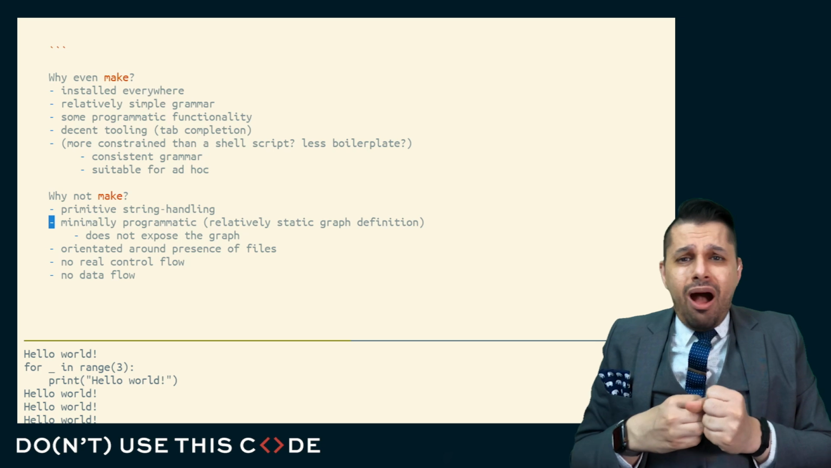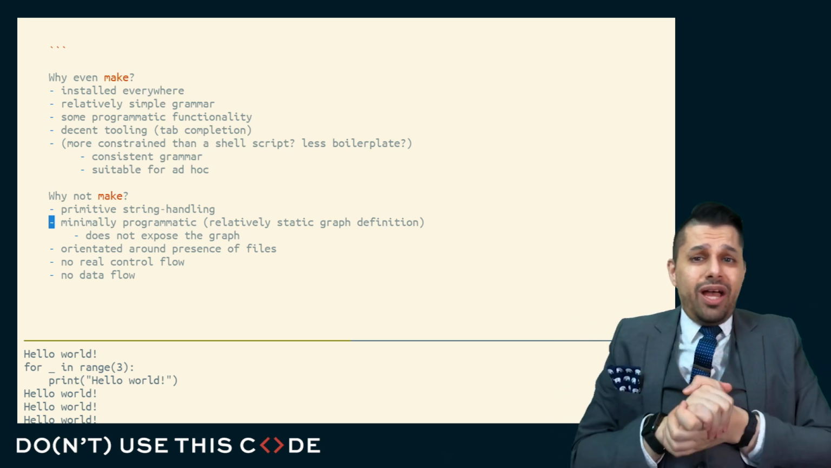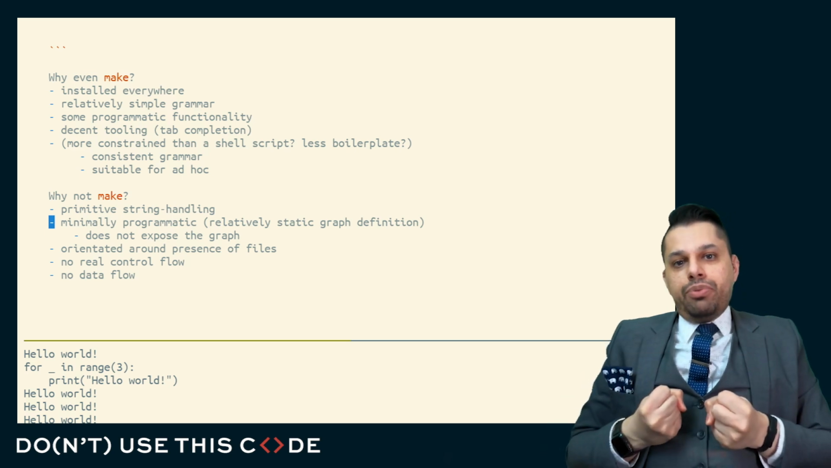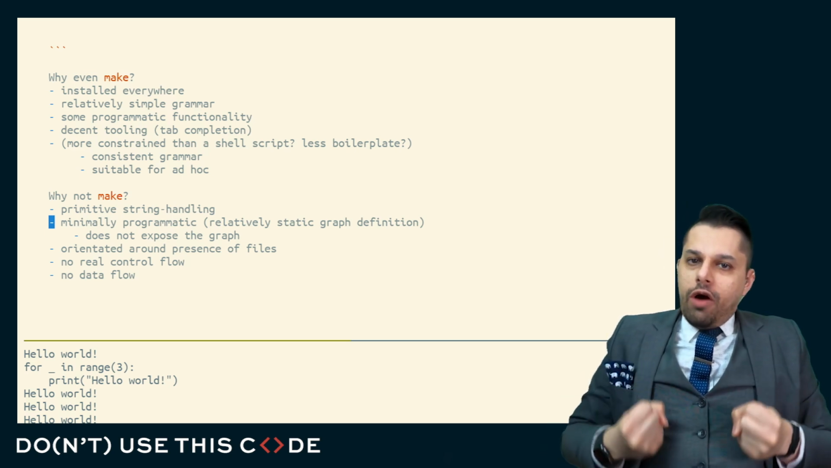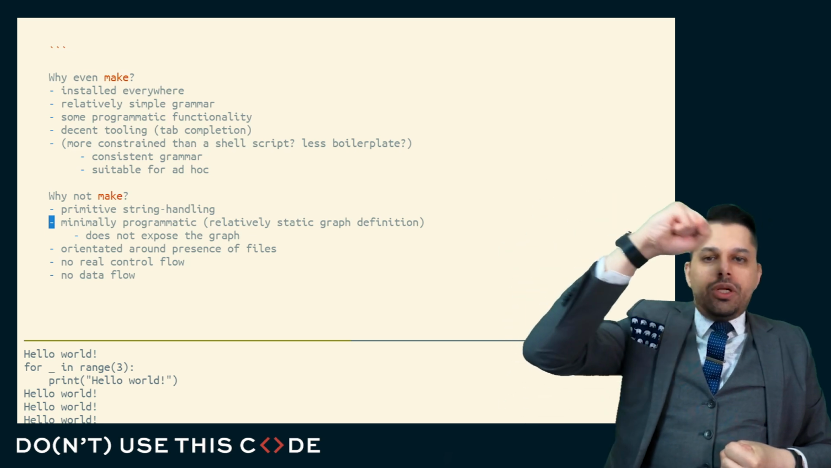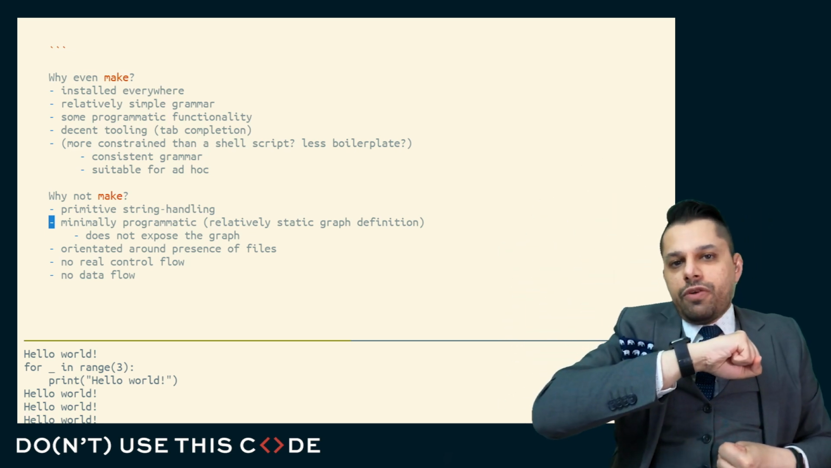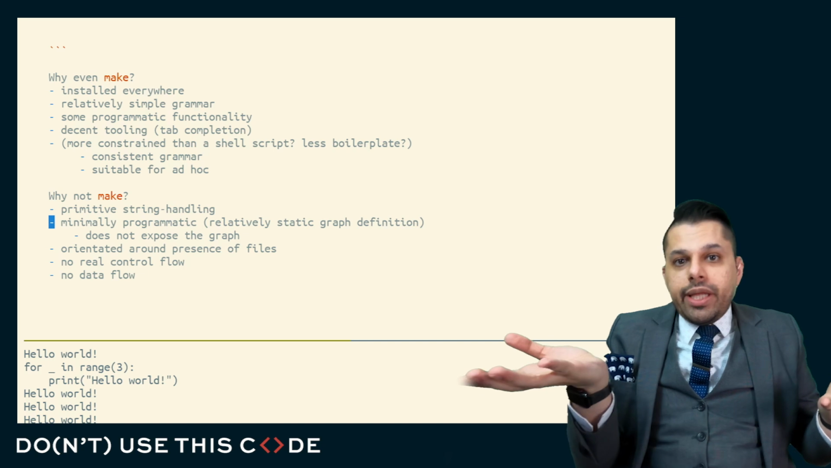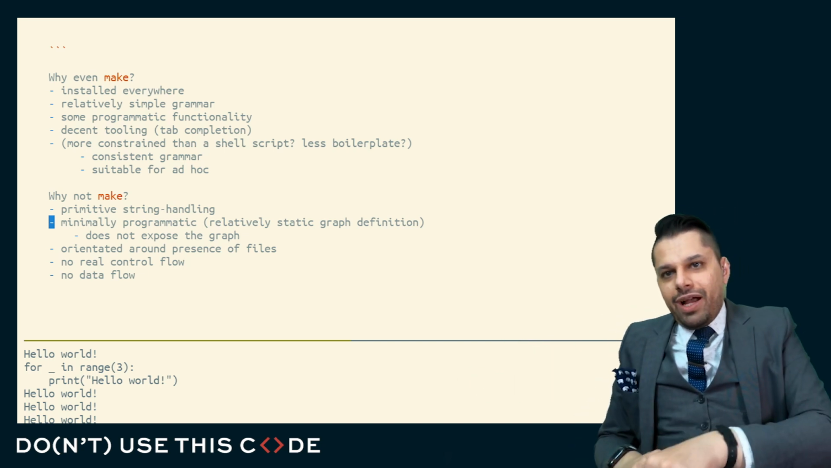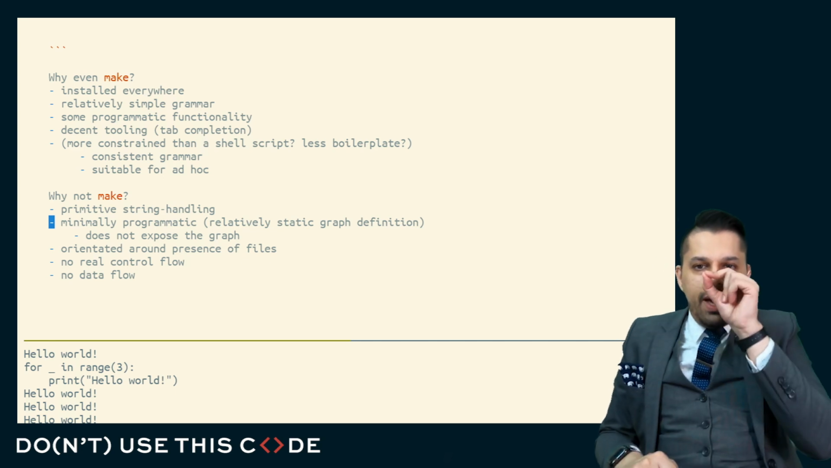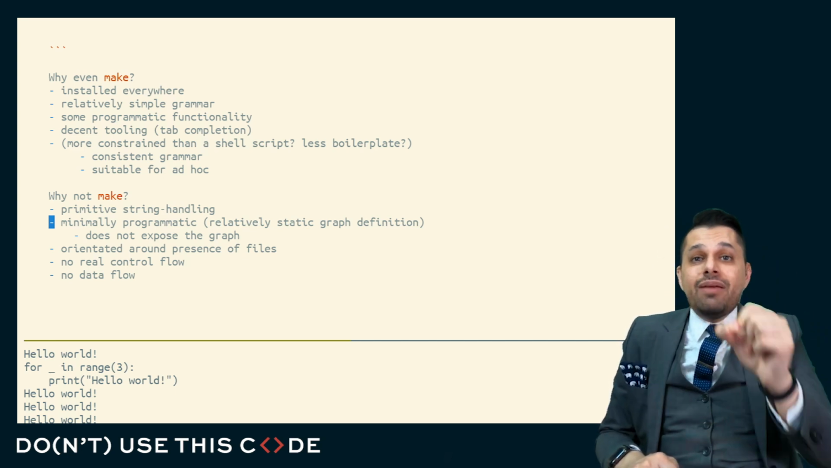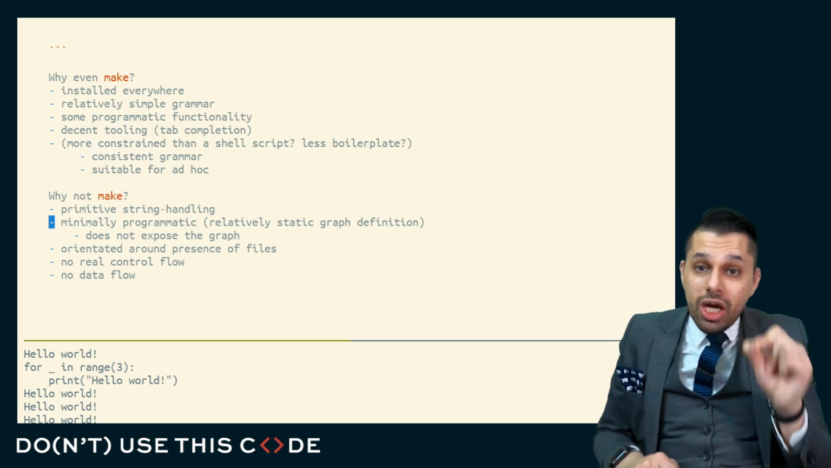Anytime you need complex string handling for like a file name, make's not necessarily going to get you where you need to go. It is minimally programmatic, which means oftentimes you don't want to hard code all the targets and all the prerequisites. You want some sort of template or some sort of pattern. So you have pattern rules in make, okay, that's fine. But what if you want to say, create one target for every file that exists in this directory by looking at what's in that directory? Can you programmatically at runtime generate a graph definition? No.